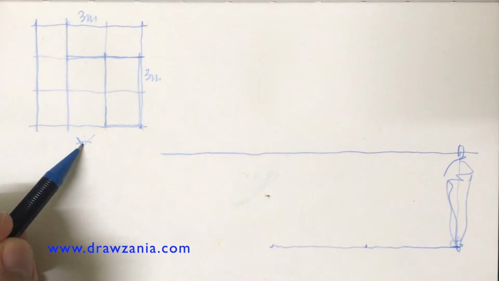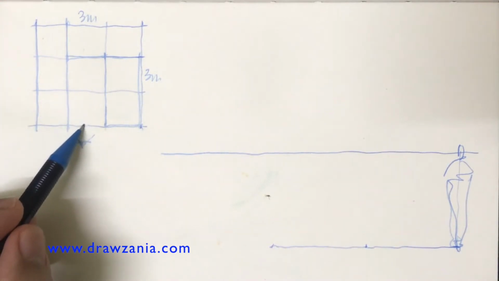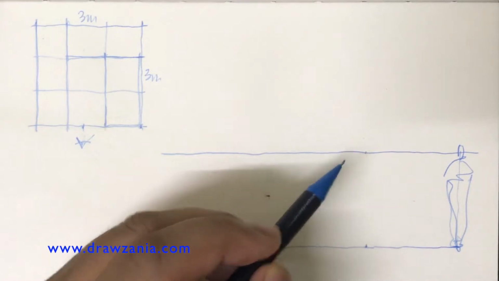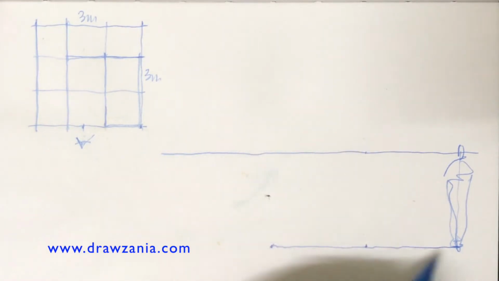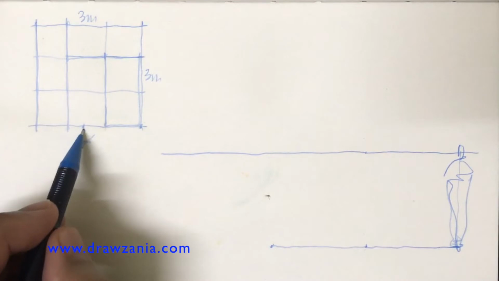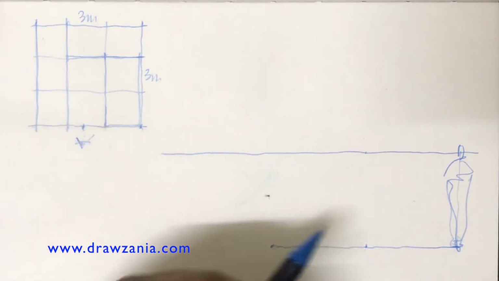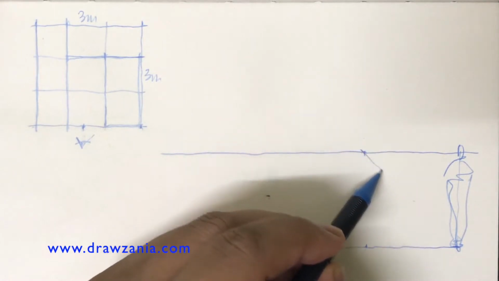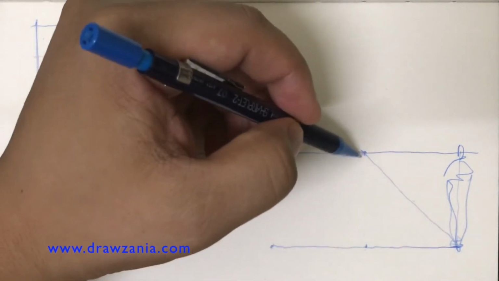And the vanishing point: how do you indicate your vanishing point on this horizon line? It's easier. This is your area, and you are standing at the center of this area, so your vanishing point is located somewhere there. And then you project the line there, and you have the line there.